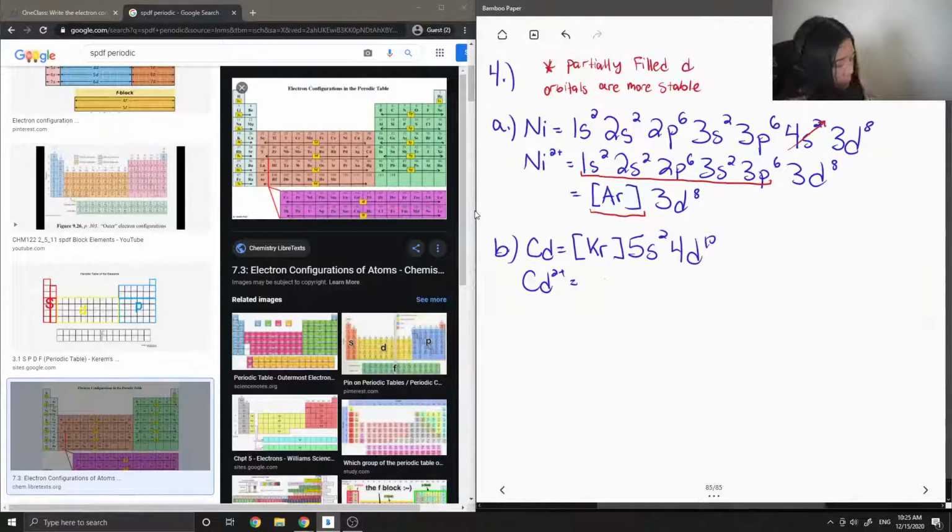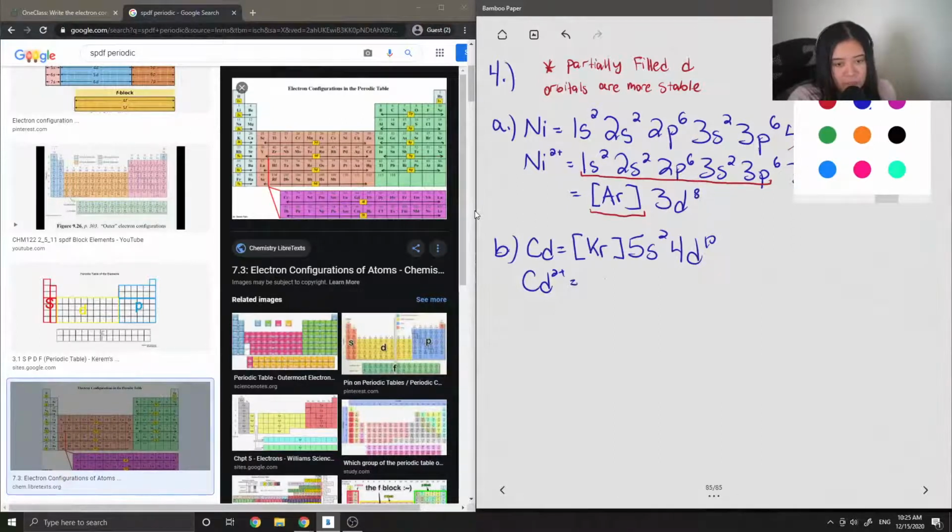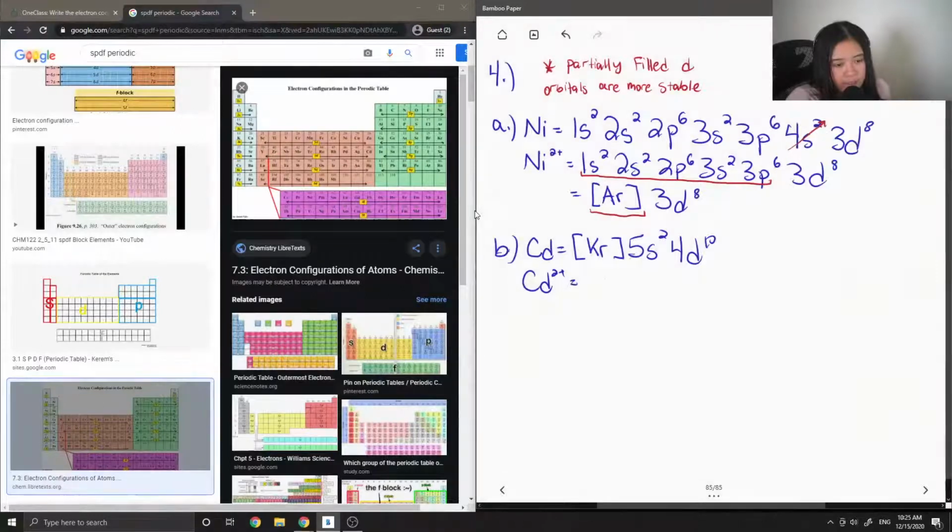Okay, so again, when we have a filled d orbital, this is more stable than a filled s orbital. So we'll be taking 2 electrons from the s, and the electron configuration for cadmium 2+ is krypton and then 4d10.